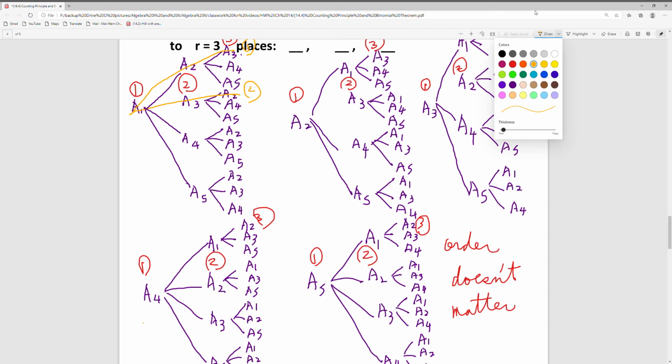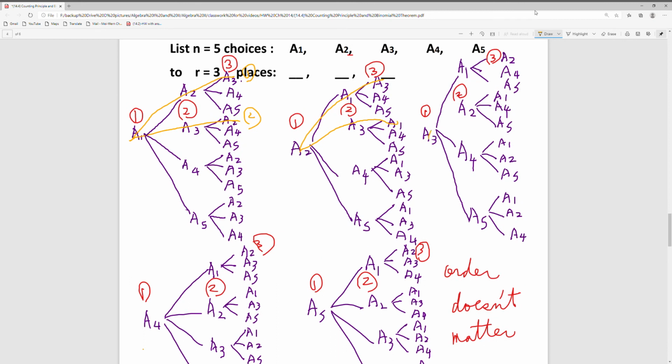And then A2, A1, A3. A2, A3, A1. And A3, A1, A2. A3, A2, A1. So 1 choice, 2 choice, 3, 4, 5, 6.